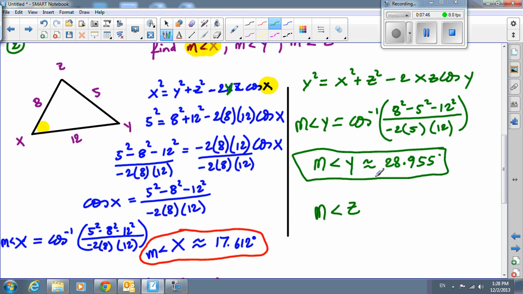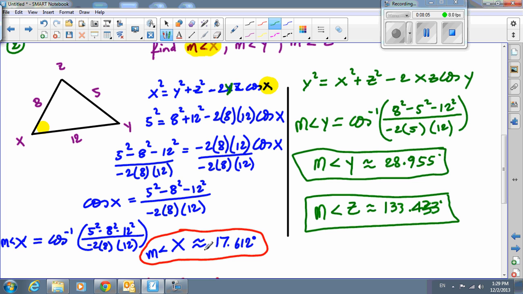Well, if I have x and y, the measure of angle z is nothing other than 180 minus the sum of the other two. So I don't suggest that you go over and do the whole process again. The measure of angle z will be approximately equal to 133.433. Note that to find the measure of angle z, all I did was 180 minus the measure of angle x and minus the measure of angle y.